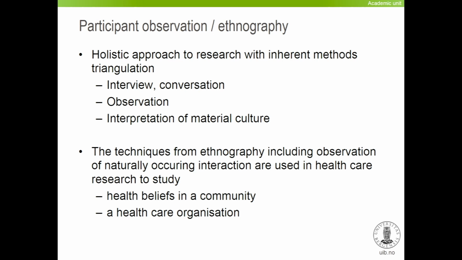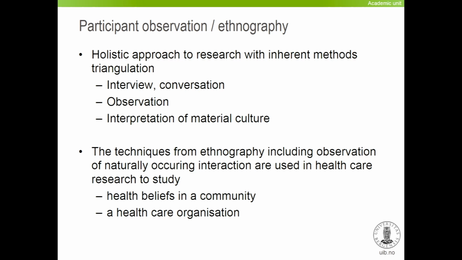We use the concepts participant observation and ethnography interchangeably. It's said to be a holistic approach to research with inherent methods triangulation. That is, that we are using several methods for data collection. You can use interviews and conversations, observation, but it's also very common to do interpretation of material culture. It could be an artifact of some kind that is important to understand the phenomenon under study. The techniques from ethnography, including observation of naturally occurring interaction, are used also in healthcare research today.